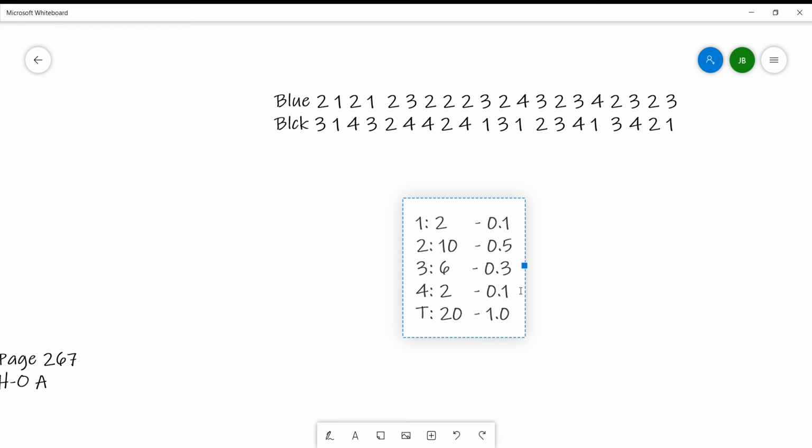And there we go. So back in the hands-on activity, the relative frequency, you can write it either as a fraction or a decimal. And step 4 says, what's the sum of the relative frequencies? It's 1.